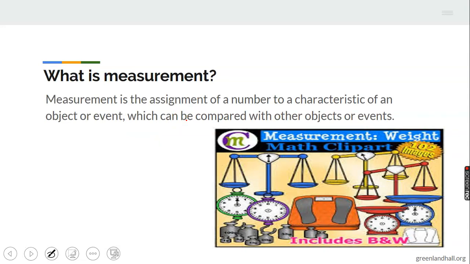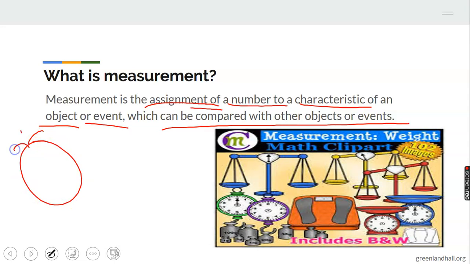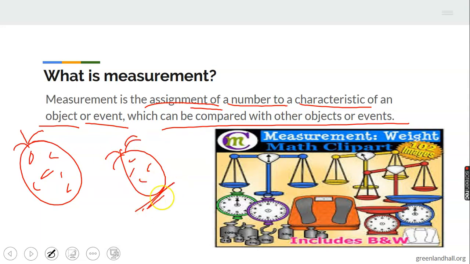Measurement is when we assign number to something, an object or event, which can be compared to other objects and events. For example, if I'm going to measure, let's say I have this pineapple, and I have a smaller pineapple here. Now, the size of this is going to be different from the size of this. Everybody can see with the eye that this appeared to be bigger than this one here.